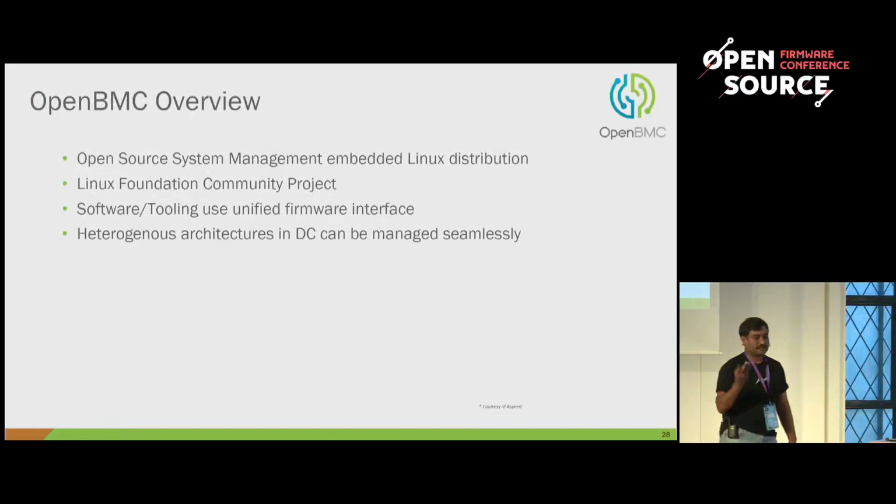So OpenBMC is open source system management. It's a Linux distribution, and it's a community project. One of the goals is to have software and tooling to manage OpenBMC with standard interfaces, like Redfish, one of the emerging standards, where we can always manage the systems seamlessly. And the last bullet talks about heterogeneous. Here heterogeneous means the type of systems. In our case, we use network switches, storage systems, compute servers. Everybody uses OpenBMC. It's nothing specific to a type of system.